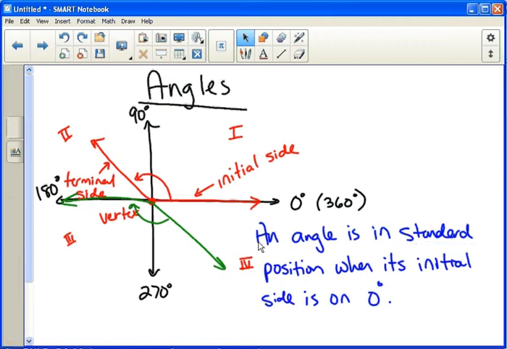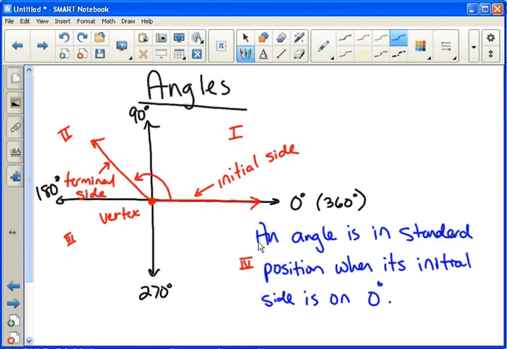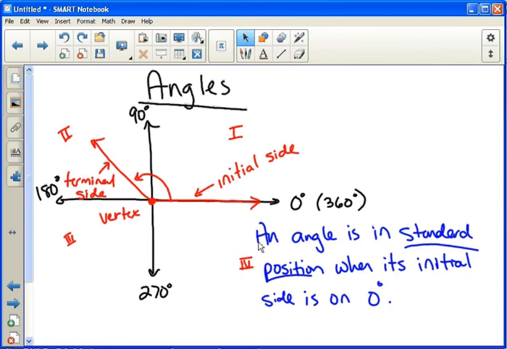Okay, let me take that off, highlight that again. Alright, so those are the parts of an angle: its initial side, its terminal side, its vertex. Don't forget to draw the arrow so you know what direction you're going. And this one is written in standard position.